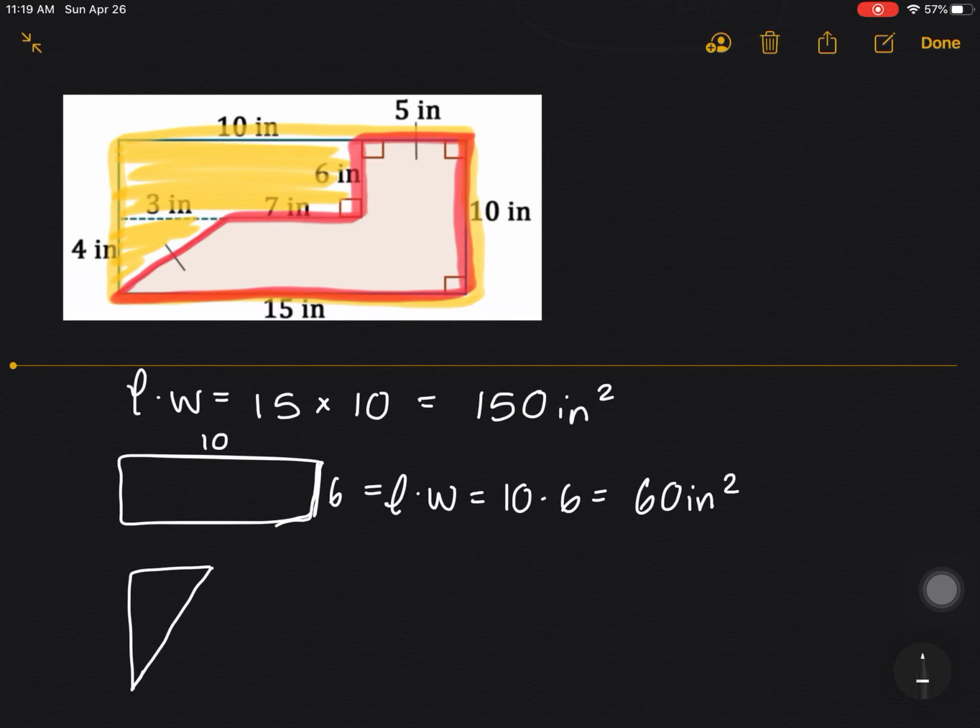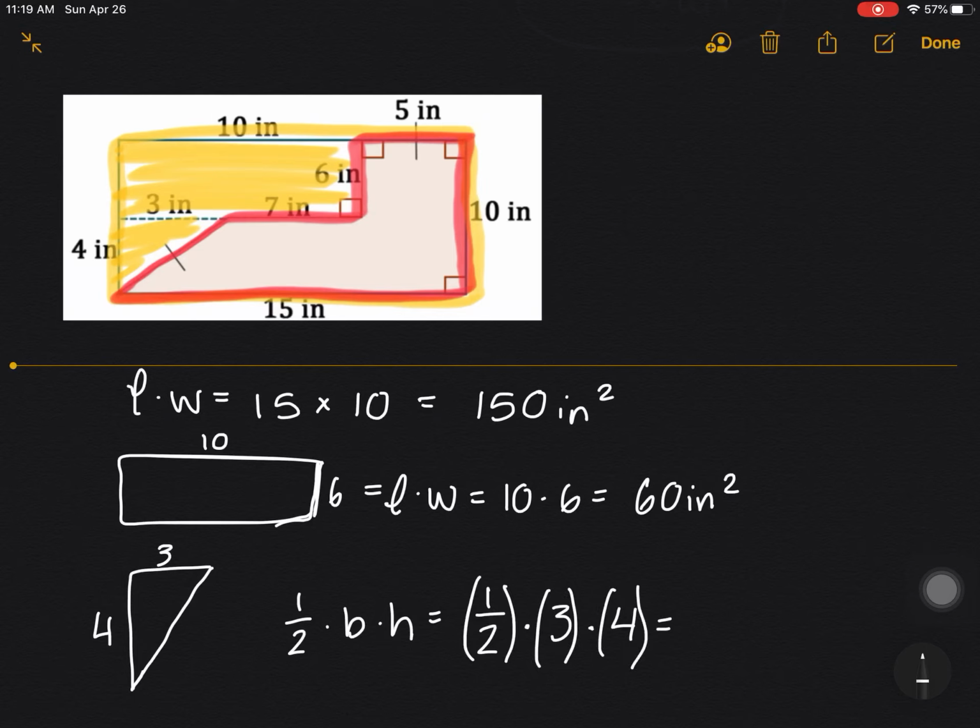Let's take a look at this triangle down on the bottom here. If we take a look at this triangle, we're told, well, this is 4 and this is 3. And we know that the area of a triangle is, looking back at our reference sheet, 1/2 times base times height. So we can go ahead and plug this in. 1/2 times 3 times 4. And remember that we're just going to calculate these right from left to right. So when we do 1/2 times 3 times 4, we are given 6 inches squared.